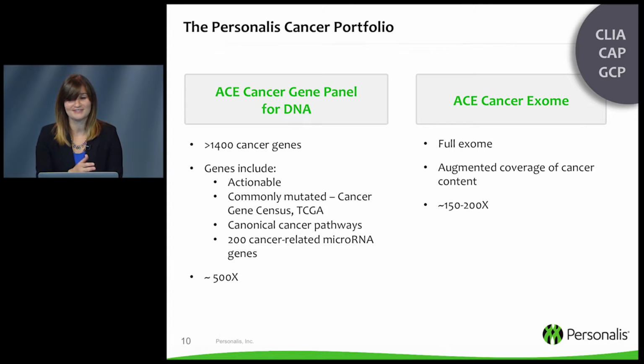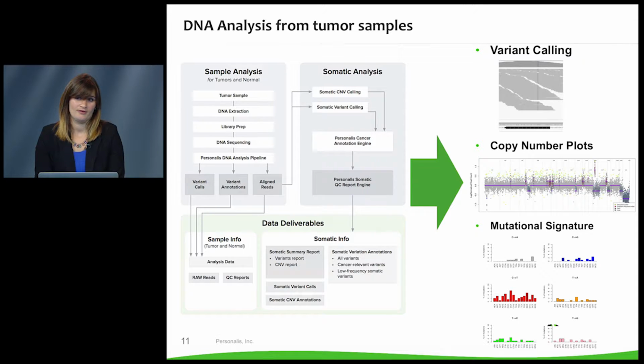Now, our ACE Cancer Exome, as I've discussed, is a full standard exome with the augmented coverage of cancer content per our ACE technology. The exome is typically sequenced to 150 to 200x depth and is a great resource for large discovery applications. Now, for our DNA analysis, each sample goes through an extensive workflow, as shown here in the diagram. Somatic variants, including SNVs, indels, MNVs, and somatic CNAs, are reported, as well as somatic variant annotations and relevant plots, including genome-wide copy number and mutational signature.